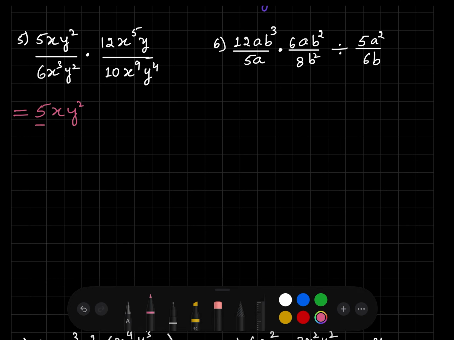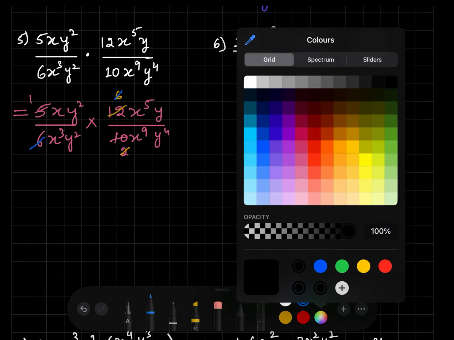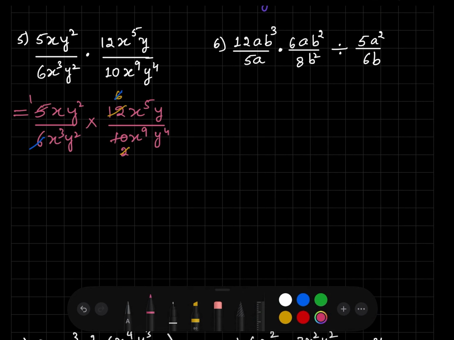So 5xy square over 6x cubed y square times 12 x raised to 5 y over 10 x raised to 9 y raised to 4. So what I can do here is I can do 5 ones 5 and 5 twos 10. Correct? Then I can do 2 sixes are 12. Then I can cancel 6 and 6. Yes, so a lot of numbers are cancelled here.